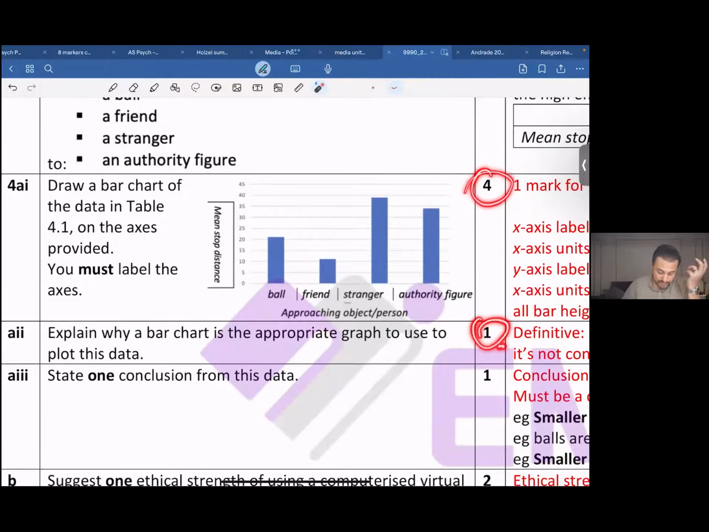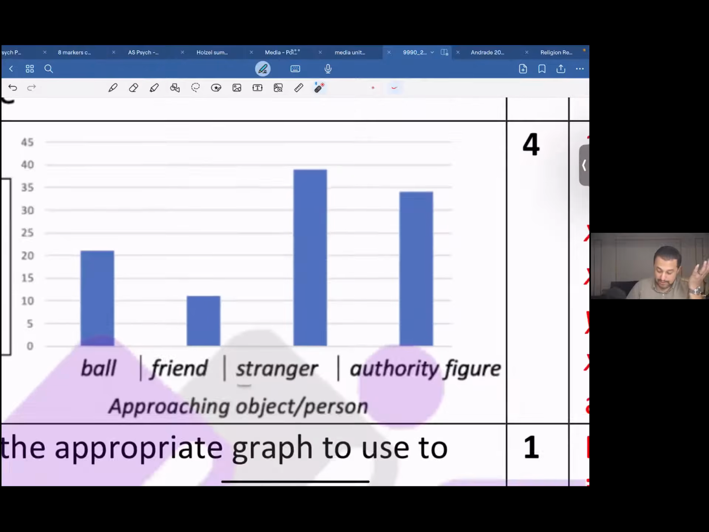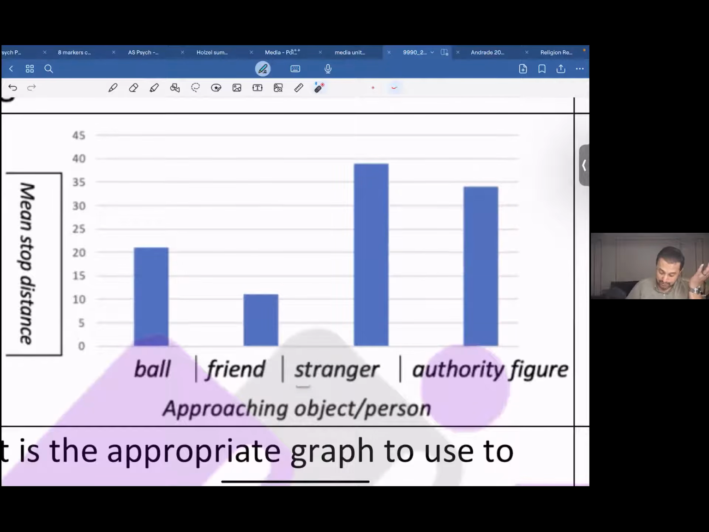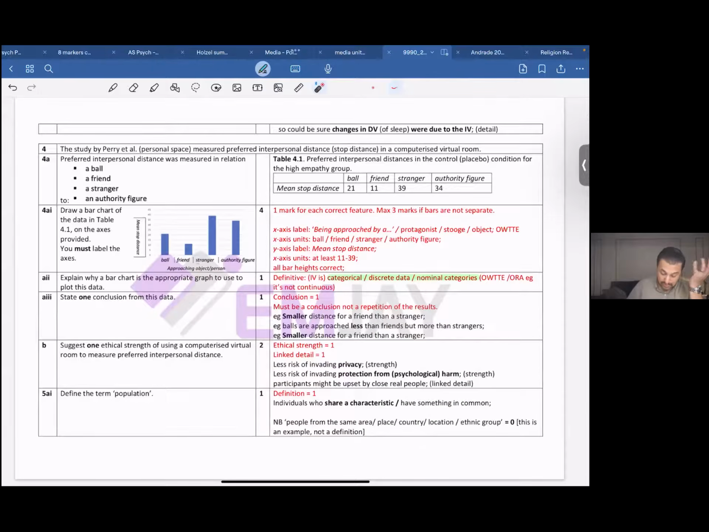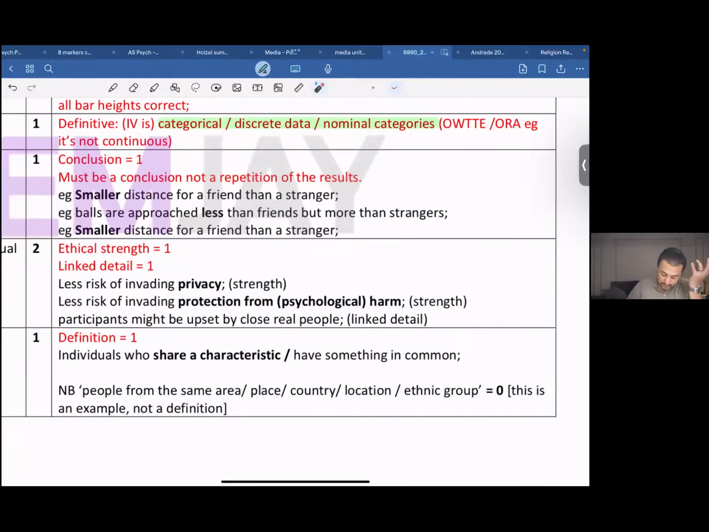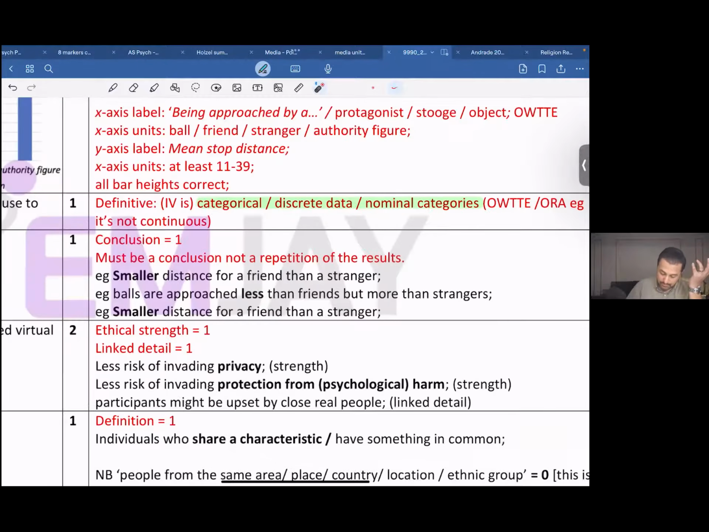The next question over here reads, state one conclusion from the data. The conclusion could be drawn by merely having a look at this, right? The shortest distance is for the friend and the greatest distance is for the stranger. You just put it into words and there you go, you get a mark. You get 1 mark for conclusion.